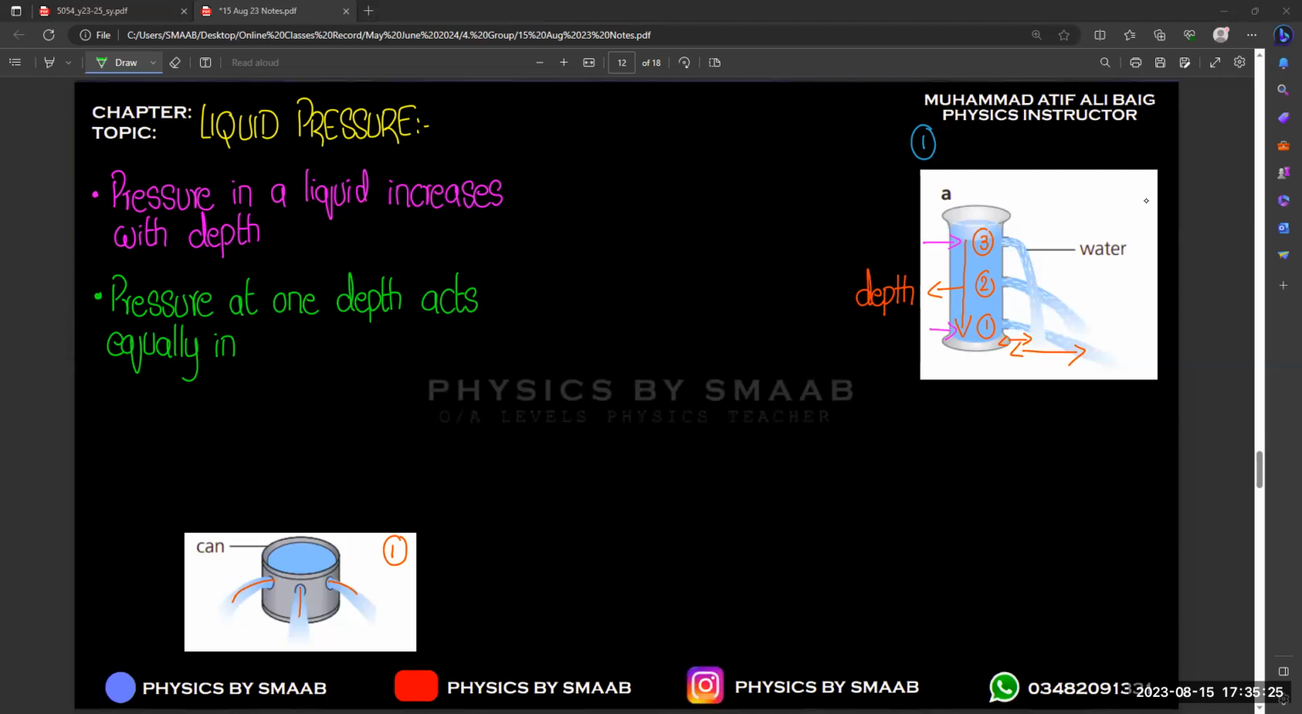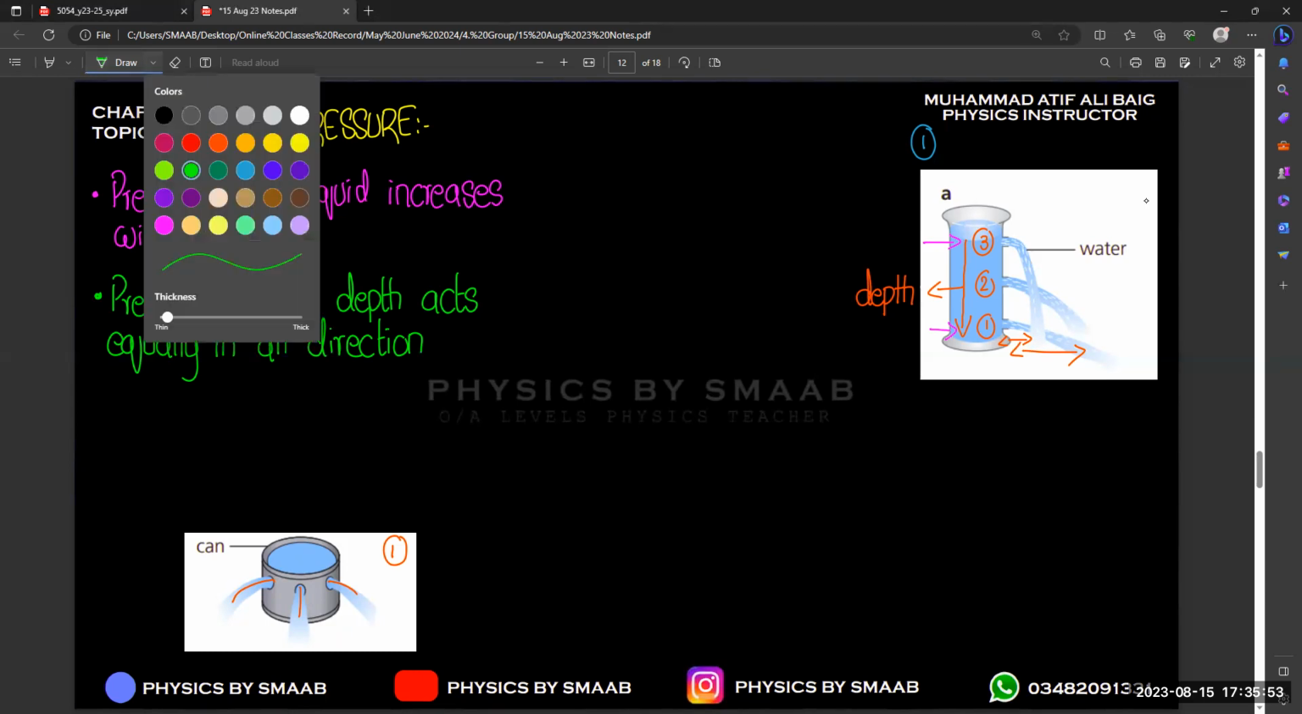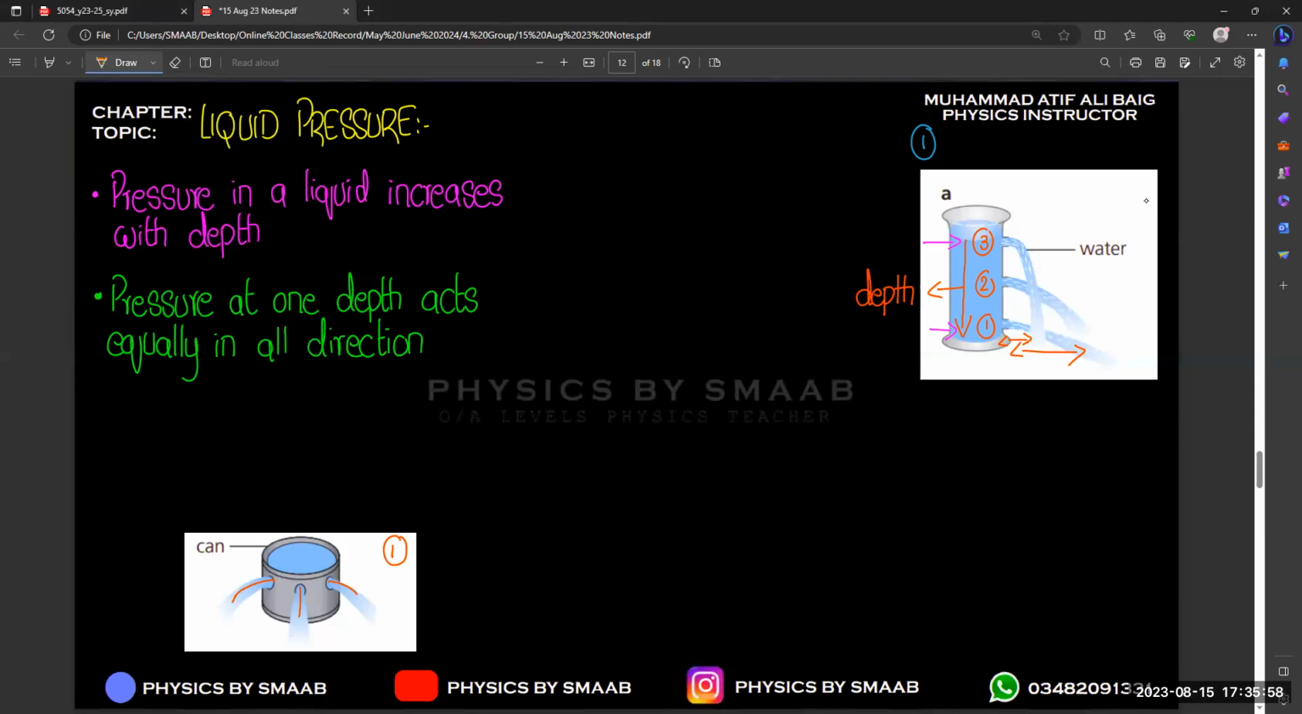So pressure at one depth acts equally in all directions. This second point is a reference from Pascal's law. Again, we are not writing the name because that is not part of our syllabus. So these are two important points from your diagram, right? And we can easily identify now the height or the other thing. Now the third most important point. Wait, sir, can you explain why the pressure increases as the depth increases?